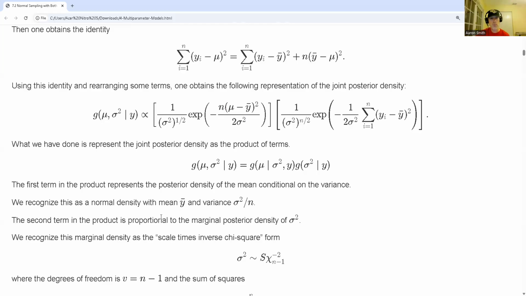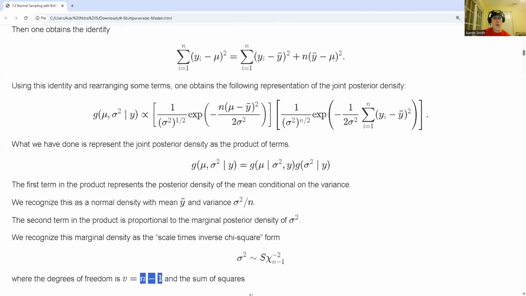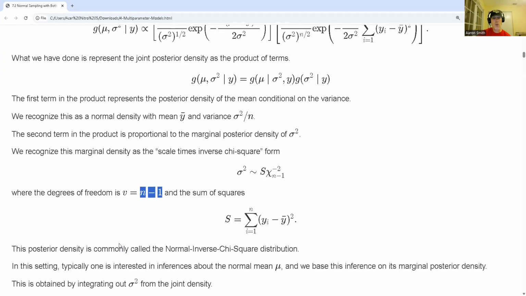All right, now the second term is proportional to a marginal posterior density of sigma squared. And if we look at this for a moment, we recognize that marginal density as the scale times inverse chi-squared form of this. So I have the sum of squares deviation times an inverse chi-squared distribution for this part. Boom, check that out. Where the degrees of freedom are n minus 1 and the sum of squares is this. All right, so the posterior density is commonly called the normal inverse chi-squared distribution.